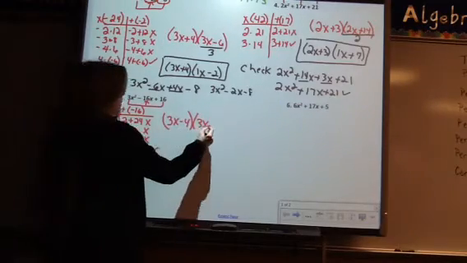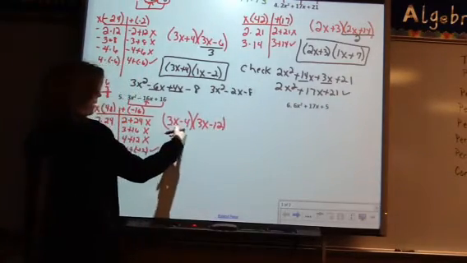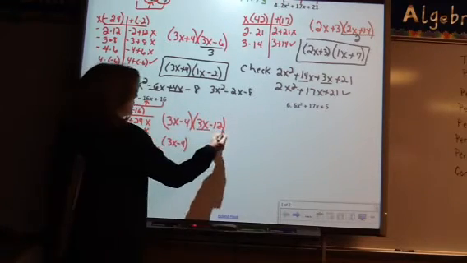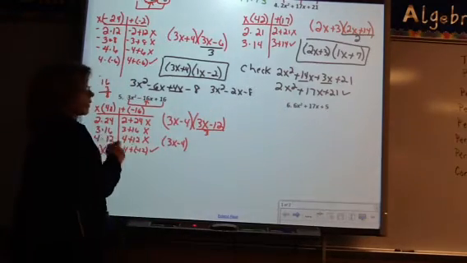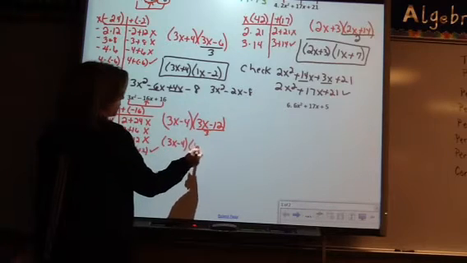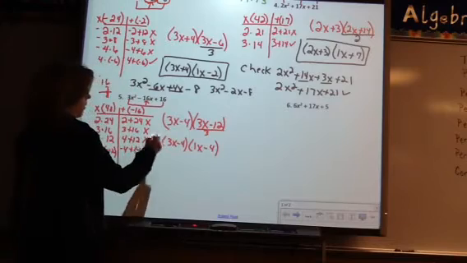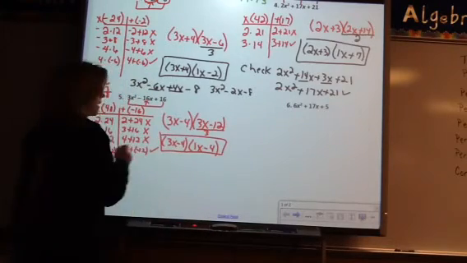3x minus 12. Can we simplify this binomial? No. Can we simplify this one? Yes. We can divide each term by 3. So 3 divided by 3 is 1x. Negative 12 divided by 3 is a negative 4. So here's how I factored that out.